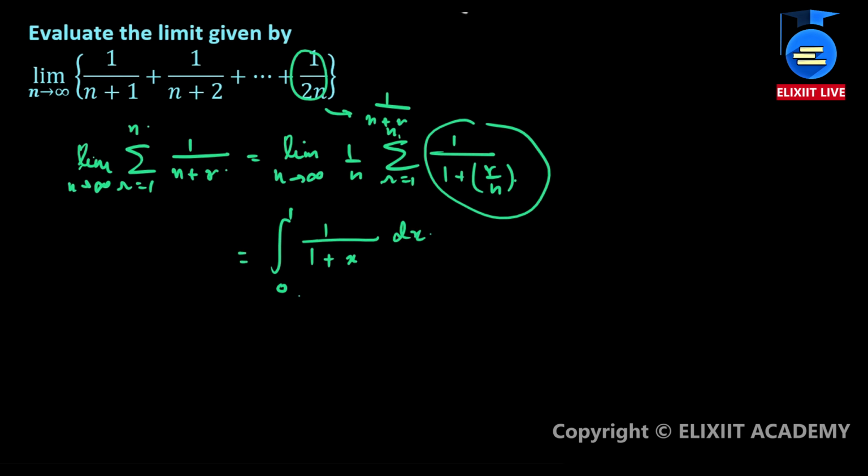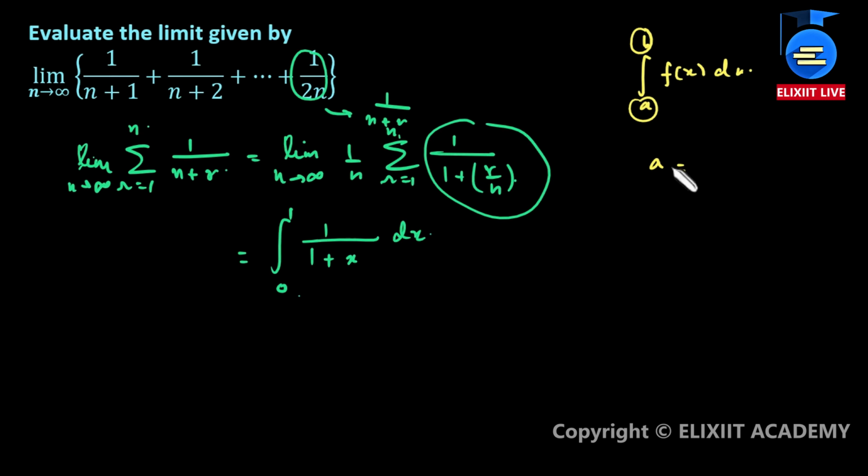The idea is very simple. Over here we have the integration a to b f(x) dx. This is the lower limit and this is the upper limit. For the lower limit, what is the lower limit of the sigma? r equals 1. So what do you do? You divide by n and take the limit n tends to infinity.